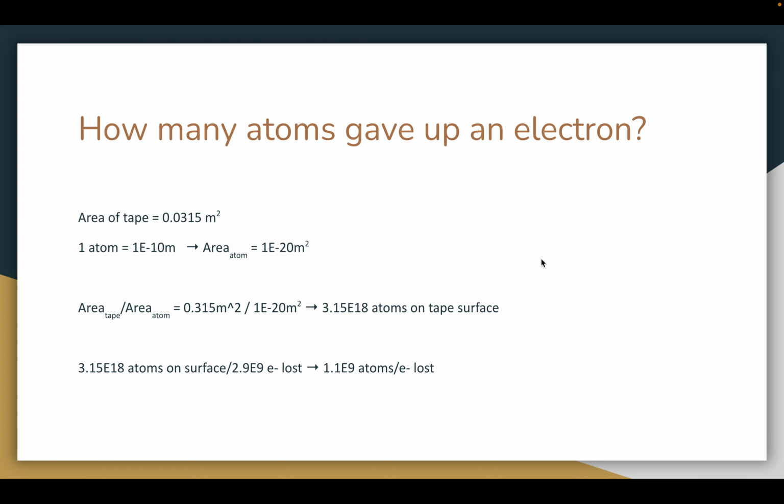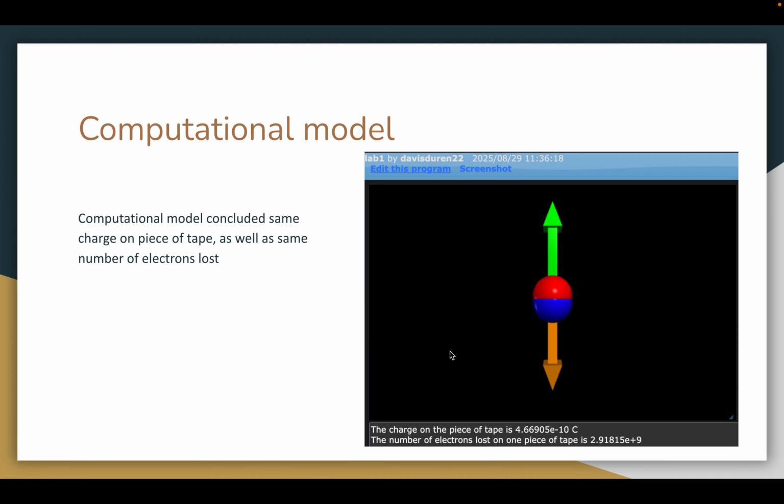How many atoms gave up an electron? We know the area of the tape, and we know the area of an atom. So thus we can determine how many atoms were on the tape's surface. And therefore we can divide this value by the number of electrons lost to get this ratio of atoms to electrons lost. What this means is that there were 1.1 times 10 to the 9th atoms per every electron lost. In other words, the vast majority of atoms did not lose an electron, as expected.